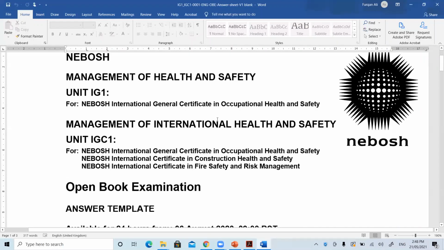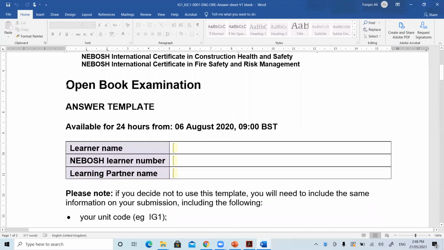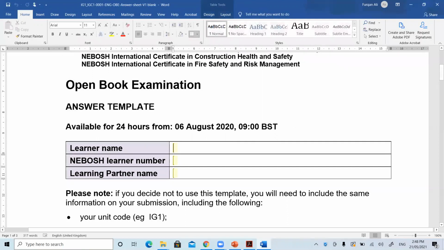Again, this is the basic information given here. Open book examination, answer sheet template, available for 24 hours. Here you need to write your learner name. For example, your name is ABC XYZ. Your learning partner name is, let's say, Safety World ME Consultants.